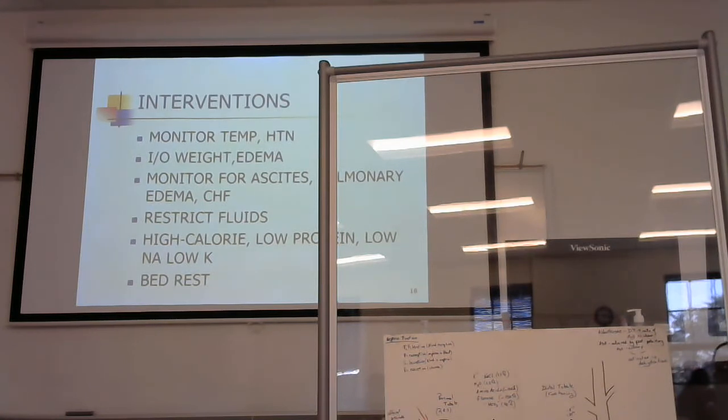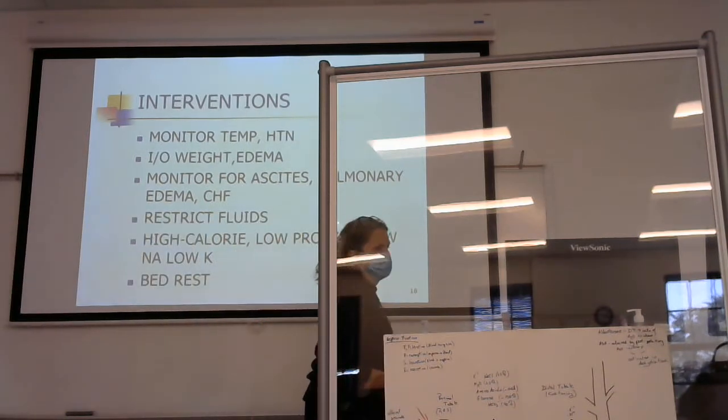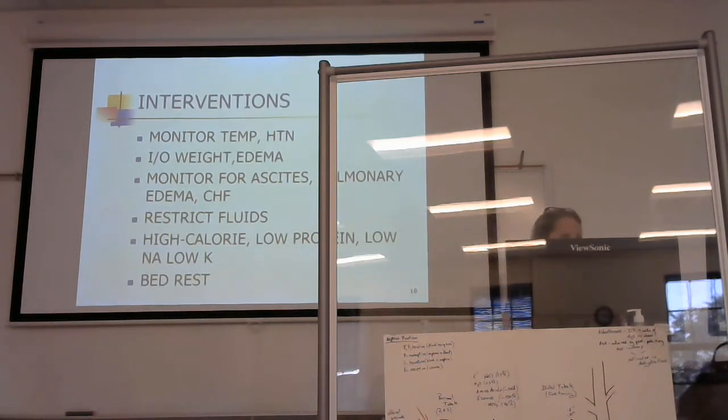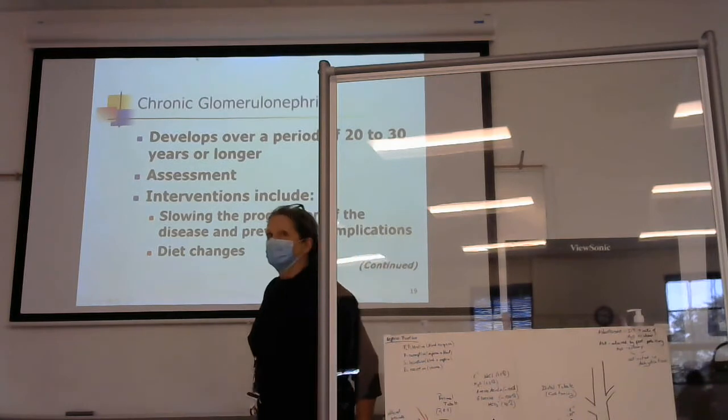Restrict their fluids. We need to keep the kidneys perfused enough, but we need to get the overload off. High calorie, low protein, low sodium for the blood pressure and potassium, because those electrolytes will start being held on to. Bed rest until we get the temp down and the infection under control. All right, questions about acute?